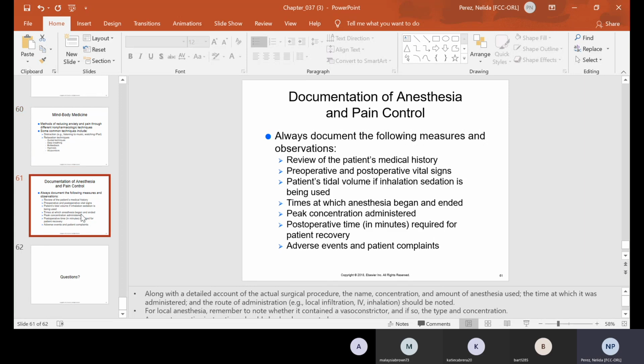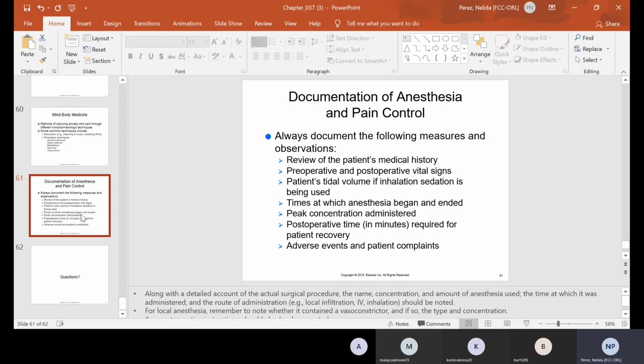Now, documentation of anesthesia and pain control. So for any type, whether we talked about local, IV, nitrous, general, whatever, you always have to document the following measures and observations. Review of the patient's medical history, preoperative and postoperative vital signs, patient's tidal volume if inhalation sedation is being used, times at which anesthesia began and ended, peak concentration administered, postoperative time in minutes required for patient recovery, and adverse events and patient complaints.